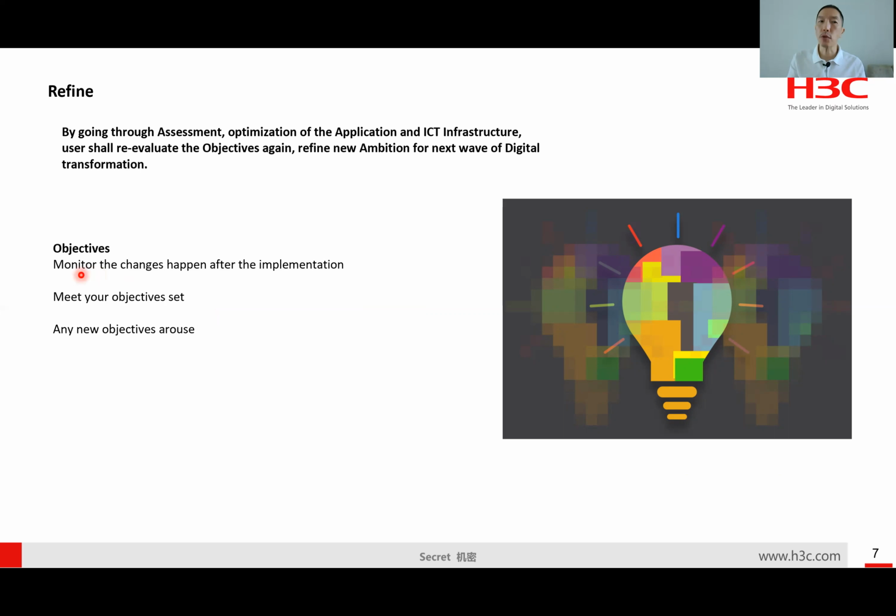In this stage, the objective is to monitor any change in the whole infra, in terms of the application and the ICT infra after you implement it, and whether it meets your objective. And finally, you can think about any new objective that arose during this review. After the review, we can redefine the ambition again, and then we can do the design, the POC, and the scale up. So this will be a continual process to let the customer run a very effective life cycle for the system development. So this is the concept that I would like to share this week, and I hope you enjoy. Thank you.